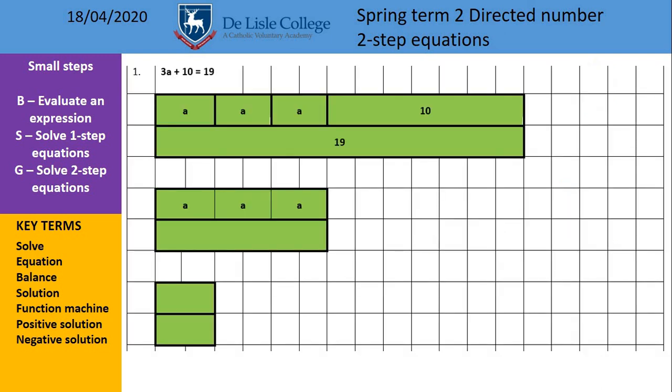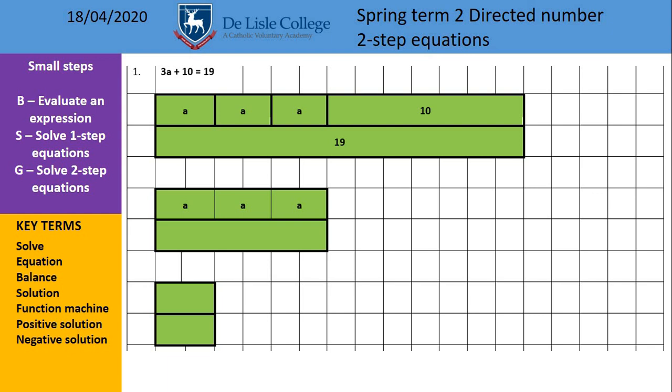Okay, so got a few more on here as well. And I'd like you again just to copy these down as we go through them, please. So it's 3a plus 10 is equal to 19. Note how we've changed the bar model around slightly, and we've got the total of 19 in fact underneath with its own bar as well, just to show it a little bit clearer.